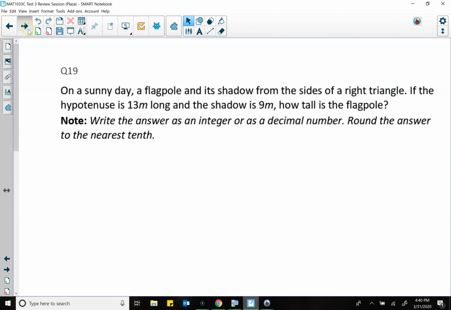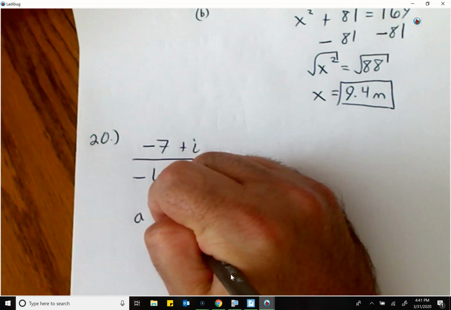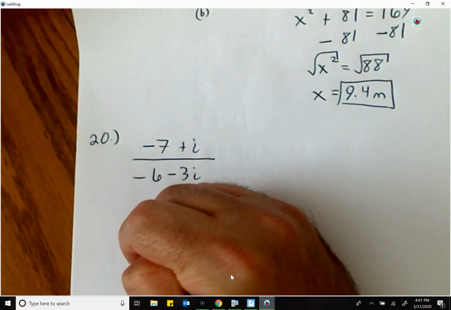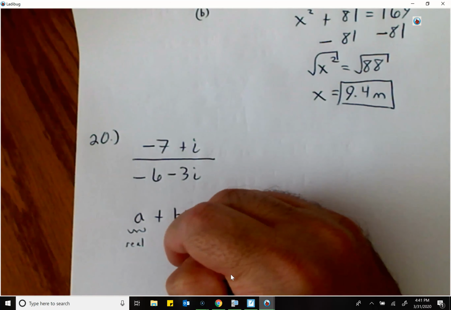All right. Problem number 20 is coming from 5.6. So they want you to divide the complex numbers. And in the end, you need to write the answer in standard form. So -7 plus i all over -6 minus 3i. Okay? So you understand standard form for a complex number looks like a plus bi, where this is what we call the real part, and this is what we call the imaginary part.